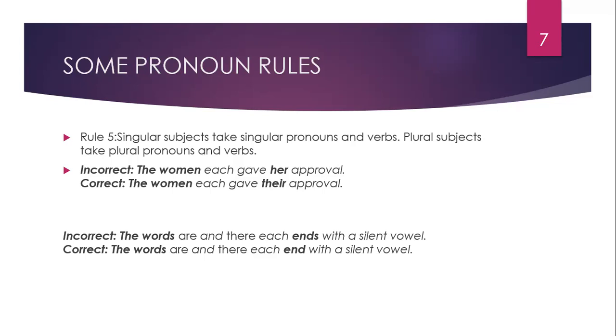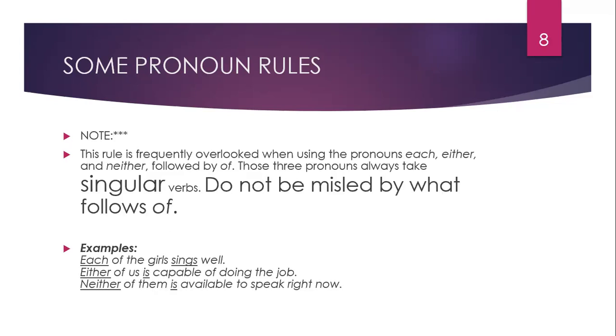Another example, the words are and there each ends with a silent vowel. This is wrong. You're talking about the words are and there. These are two, plural. So if it is plural, it should take what? A plural verb, not a singular verb. So the words are and there each end with a silent vowel.